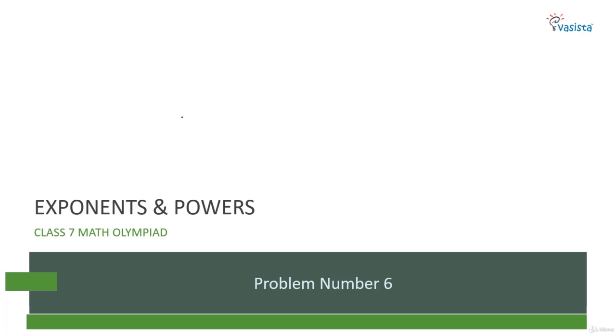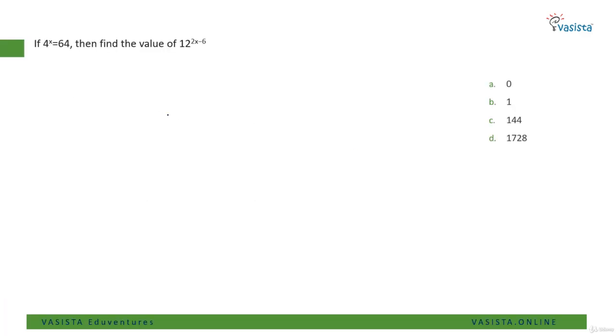Fine, this is problem number 6. Let us work on it. If 4 to the power of x is equal to 64, then find the value of 12 to the power of 2x minus 6. We need to find the value of this.